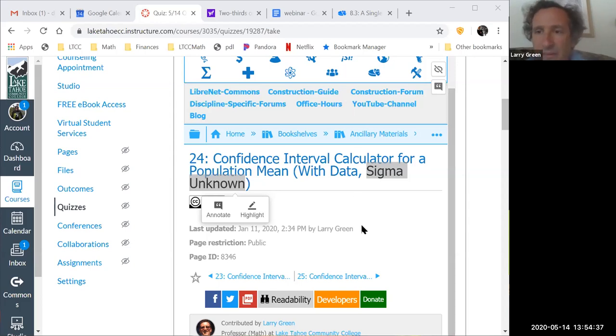Any questions on that? Okay, so hopefully you get the idea. Confidence intervals are really important. They come up a lot.